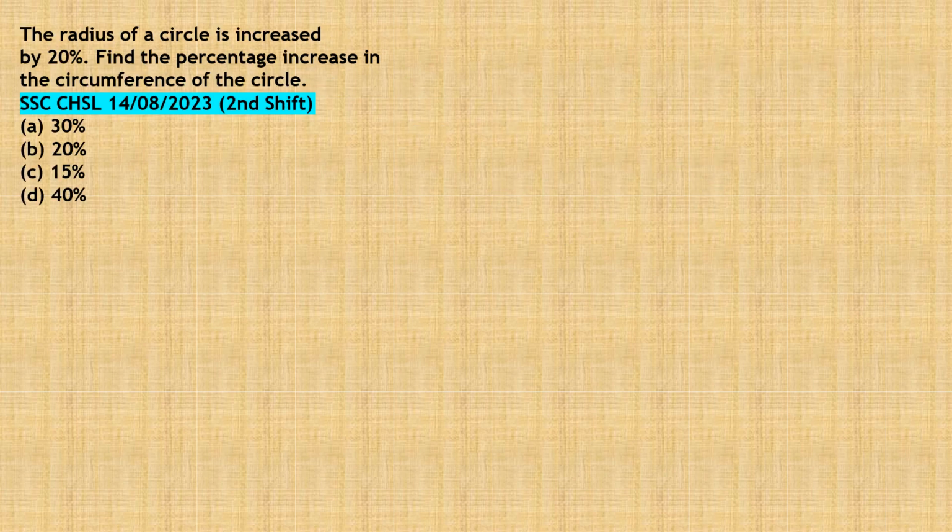The radius of the circle is increased by 20%. Find the percentage increase in the circumference of the circle. What is the circumference of the circle? Circumference of the circle is 2 pi r. The new circumference of the circle is 2 pi r1, with an increase of 20% in the radius. 2 pi gets cancelled. You are left with r1 by r.